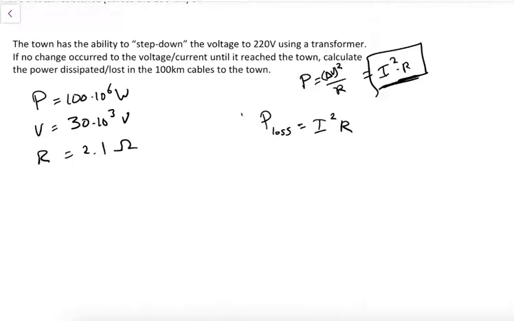So this is your one, and of course it's in your data booklet. This is the one we'll always use when we're talking about power loss in cables, especially traveling to a town or traveling some long distance. But we don't know the current yet. We have the resistance value in the wire, but we don't have the current. So we need to find our current.